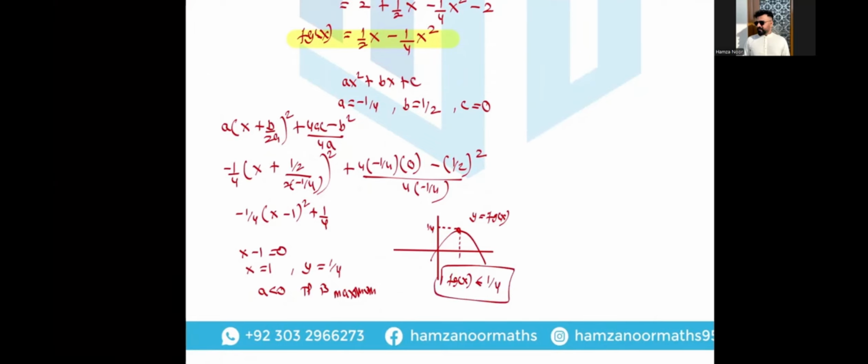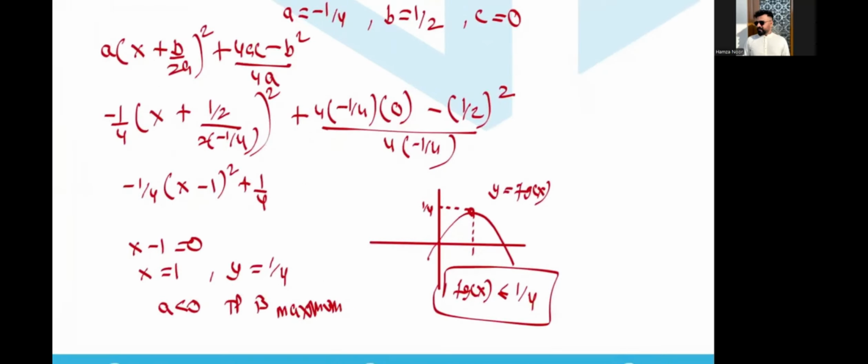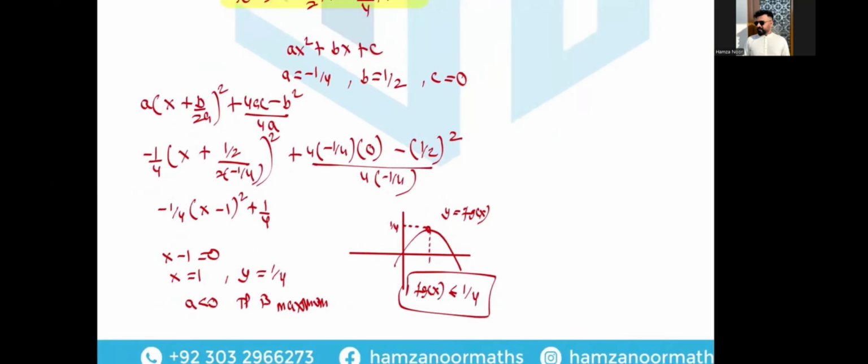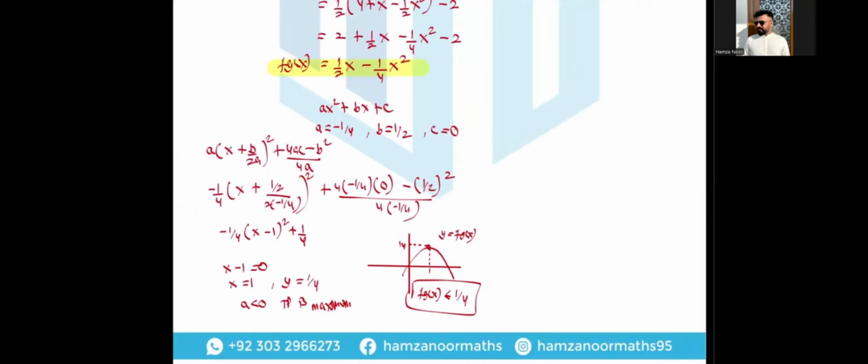This is supposed to be our answer. f of g(x) is less than or equal to 1 over 4. So in this way, we have found the range of the composite function by sketching the graph of the f of g(x) function. An alternative way is that you can differentiate the composite function, since this is a quadratic function.